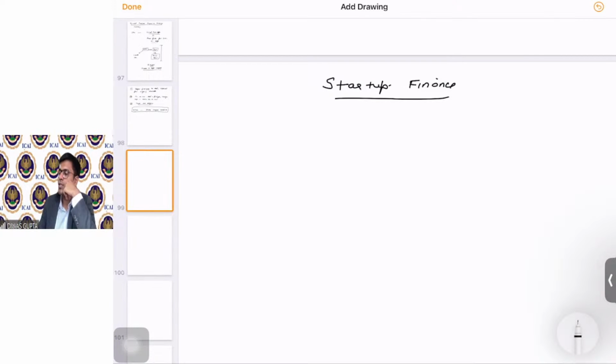So first of all, students, what do we mean by a startup? Let me tell you, the Government of India has given a definition of startup, because whosoever falls under such definition will be entitled to some of the benefits.